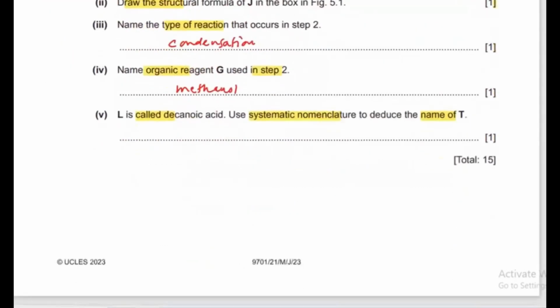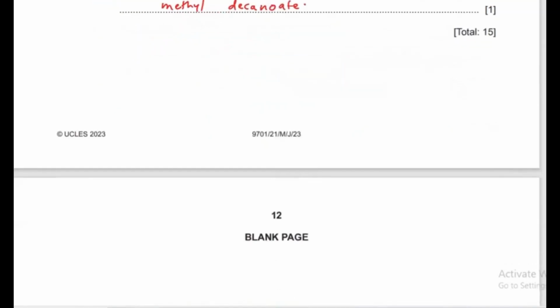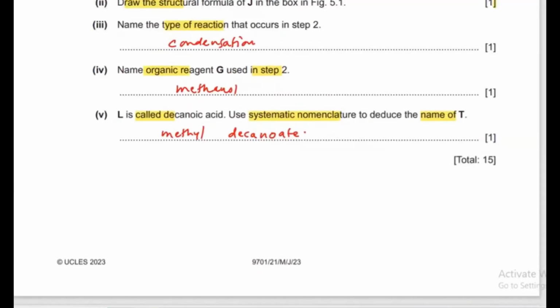So convert methanol to methyl, and there are 10 carbon atoms, so dec, single bond, and then the ending oate, decanoate. Methyl decanoate will be the substance which we may get at the end of the chemical reaction.